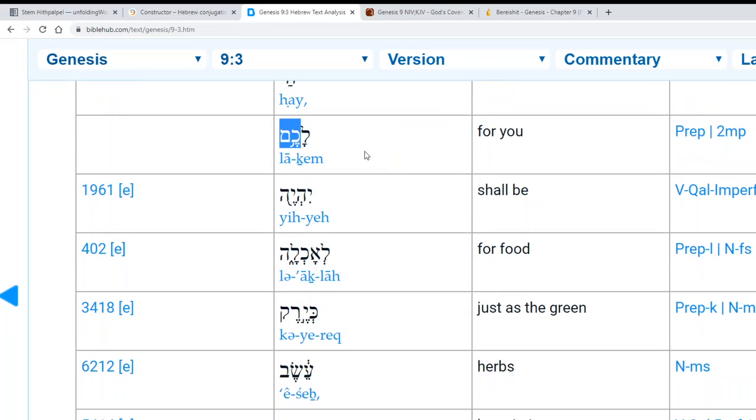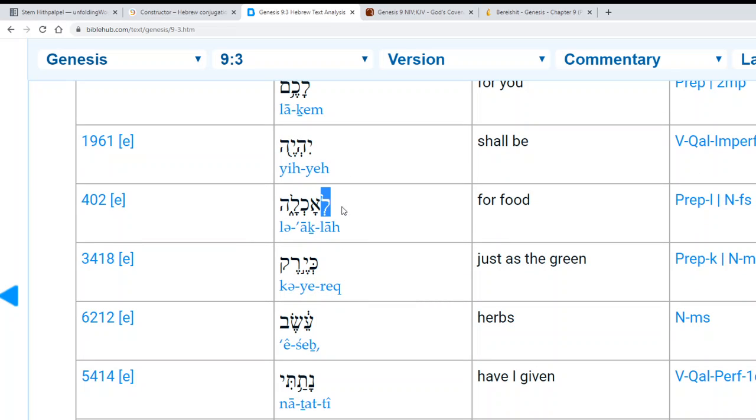Lachem, yihyeh, it shall be. So the yud is telling you it's an imperfect, and this is the verb to be, shall be for you. Le'ochla, prepositional lamed, and ochla we've had before. King James seems to translate it as meat. The root is obviously aleph chaf lamed.